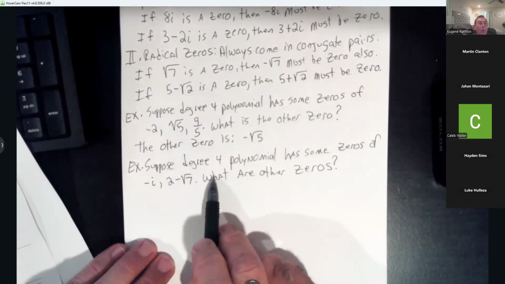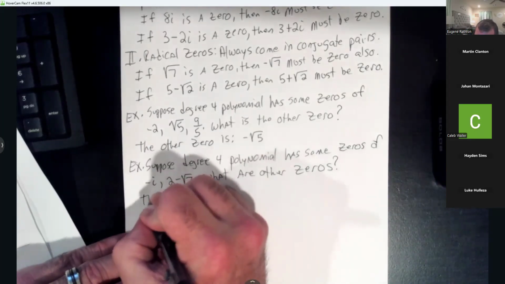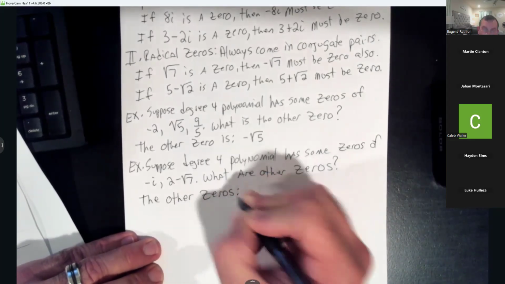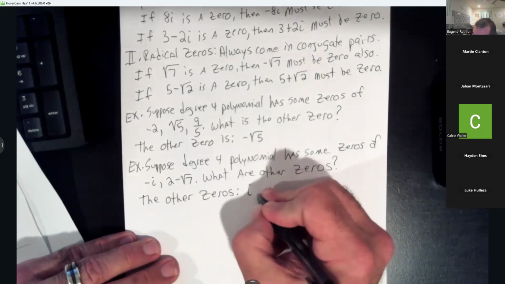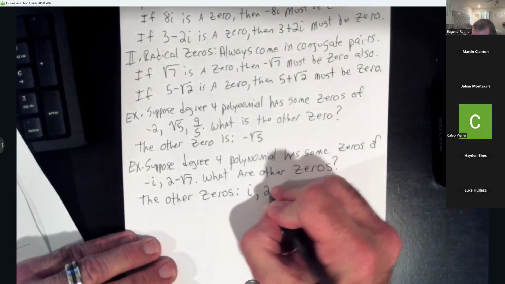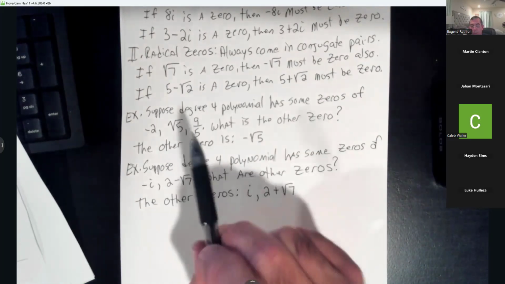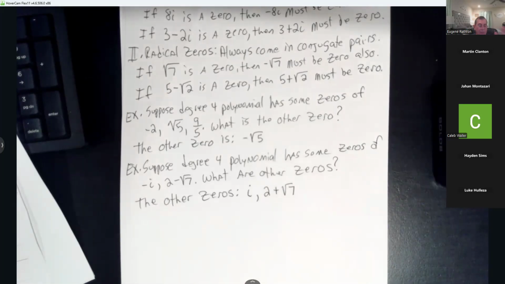So y'all, on this one, you need 4 zeros. They gave me 2 of them. So I need to come up with the other 2. So y'all, the other zeros will be the conjugate pair of a negative i, which is a positive i, and the conjugate pair to a 2 minus square root of 7 will be 2 plus square root of 7. So 5, 6, and 7 I'm not doing because 7 is just like this one pretty much. That's all you're doing is you're finding what zeros are missing based on what they're giving you, okay?